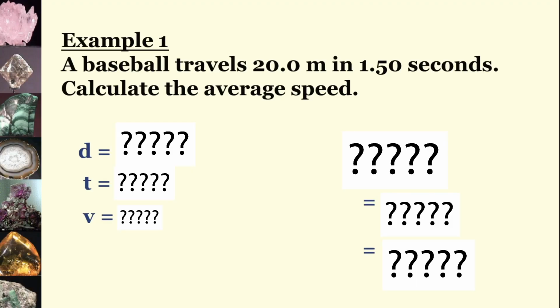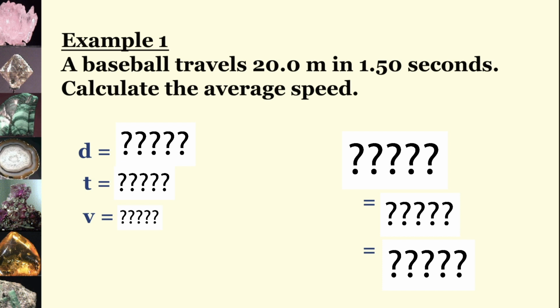All right, now that I explained the basic formula, we can look at the PowerPoint and go through some examples together. All right, class, let's work through this example. So a baseball travels 20.0 meters in 1.5 seconds. Calculate the average speed. So the first thing you have to do here is identify your variables. 20.0 meters, that's the distance he travels.